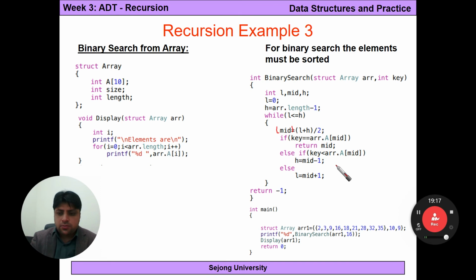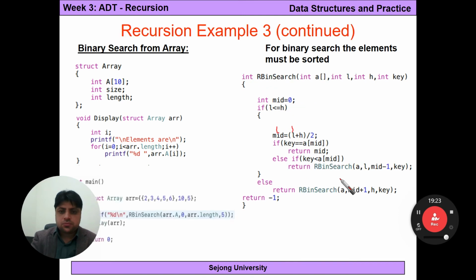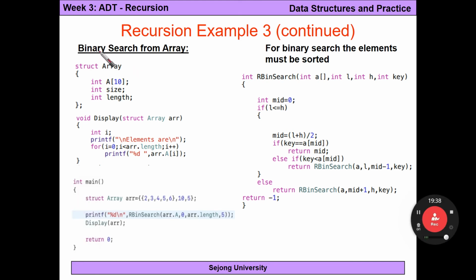This was the iterative version. Let's see the recursive version. So here is the recursive version. Binary search from the array. The same rule will be applied in case of the recursive variant. Most of the things are the same. So here is the structure, array, display, and our main function. Here we have taken this array, where the size is 10 and the length is 5.